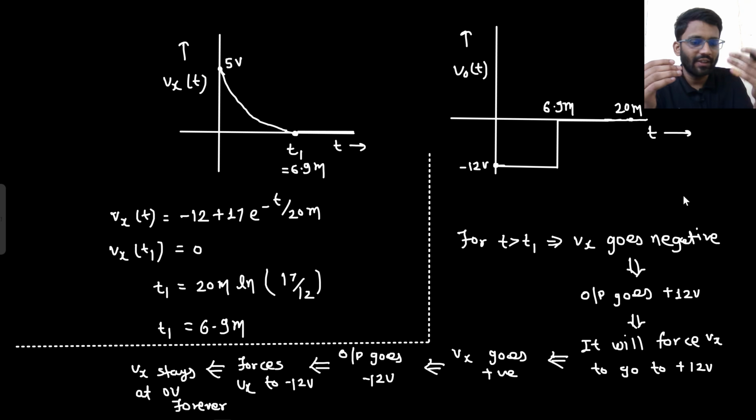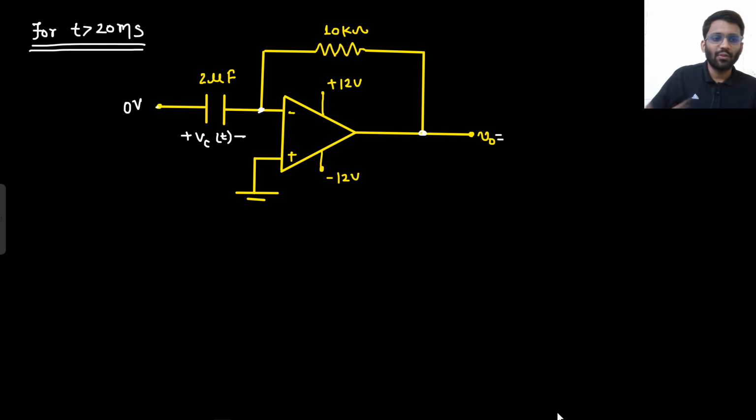For t greater than T1, Vx tries to go negative, but V naught goes to 12 volt, then it pulls it up. It tries to go to 0.1, then again V naught goes to minus 12 volt, it pulls it down. So it doesn't go to 0.1, it doesn't go to minus 0.1. It stays at 0 only. And because it is at 0, then V naught will also be 0. Let's analyze the circuit for t greater than 20 millisecond.